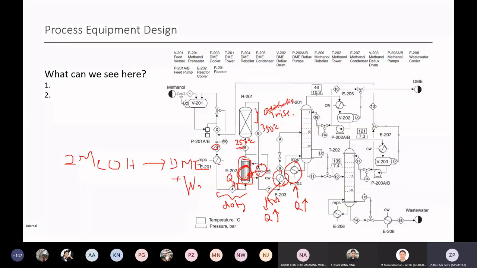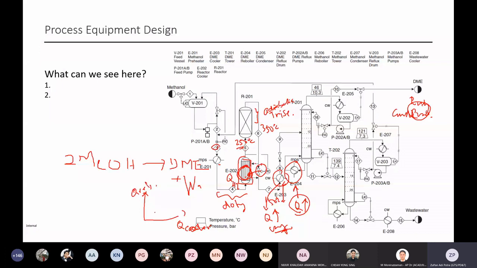In your simulation you can then play around here. You can vary this Q in such a way that you get a constant purity over here, and production, so this has to be constant. And then you vary this duty, and see how much your duty in this reboiler is. And then you make a plot. This is the condenser, this cooler, and this is then your reboiler duty. And then you get a plot.